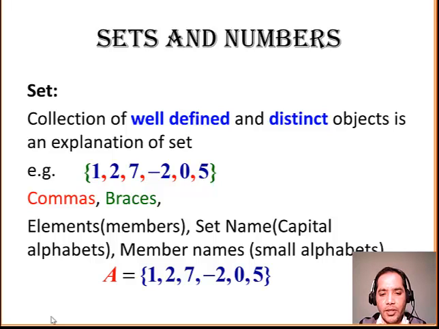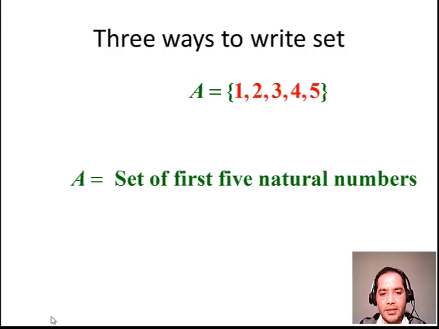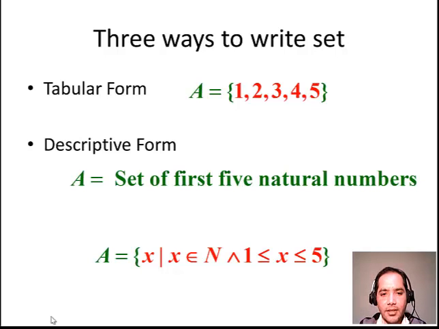For example, A = {1, 2, 7, -2, 0, 5} and B = {a, b, c}. There are three ways to write a set. Number one, A = {1, 2, 3, 4, 5}. The second is in statement form, the set of the first five natural numbers. And the third one is in symbolic form. The first one is called tabular form, the second is called descriptive form, and the third is set builder form.